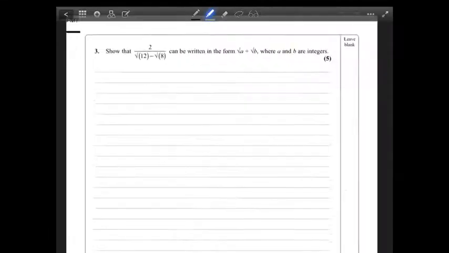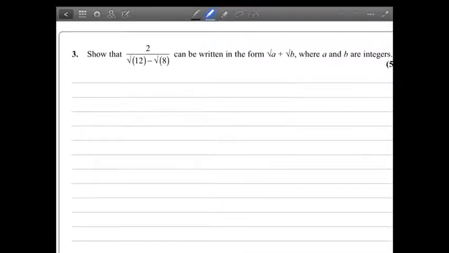Okay, we have the third question here. Show that 2 over the square root of 12 minus the square root of 8 can be written in the form square root of a and square root of b. We have a method here: find the conjugate of this denominator, and we will multiply both sides by the conjugate of this denominator. Let's do it.